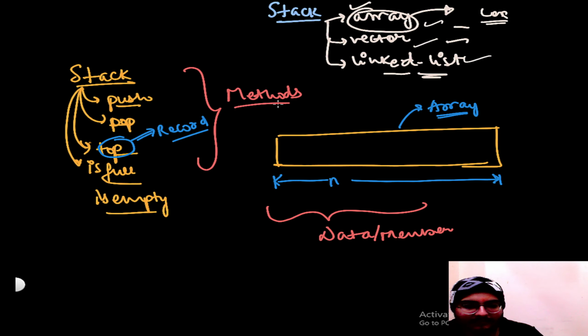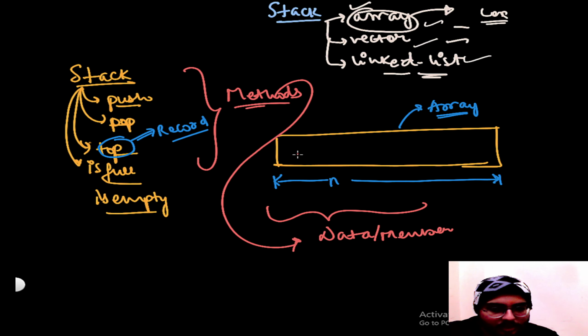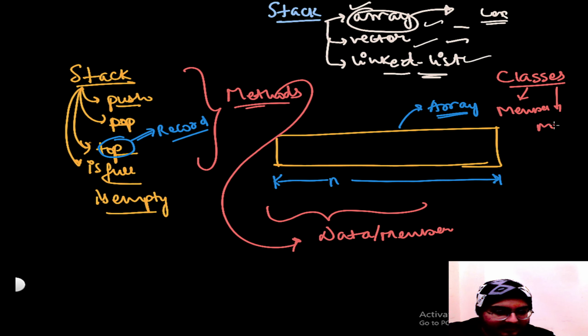Like these following methods need to be implemented upon this member or this data structure. So this kind of a relationship can be implemented via classes, where we have a data member and we have methods. So this kind of implementation can be done very usefully with the help of classes. Now before going to the code part, let me explain how I will do this.